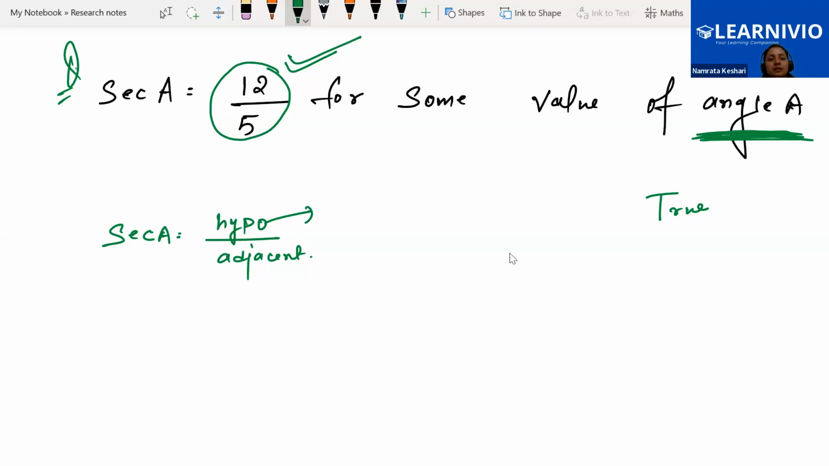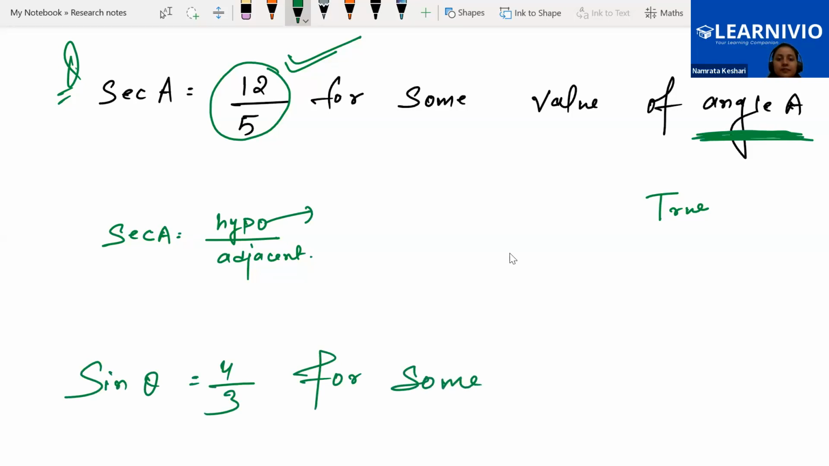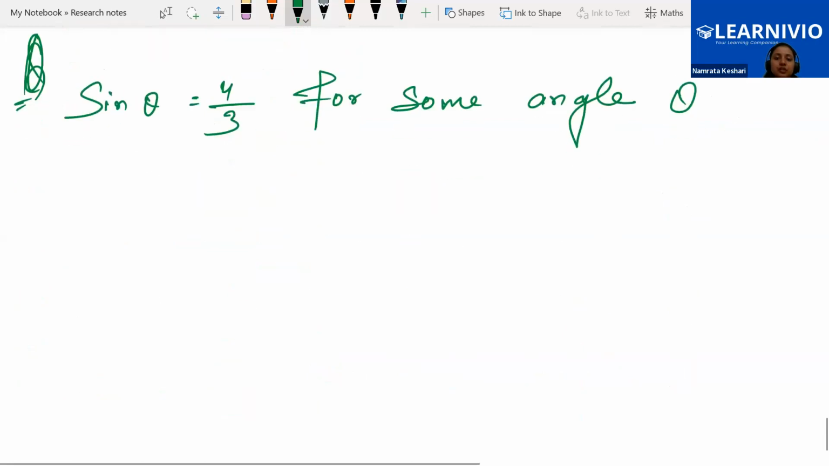Yes, ma'am. Okay. Let's do the next one. Sine theta is equal to 4 by 3 for some angle theta. Now tell me, is it true or false? Here, we just have to say true or false. It's false. Okay. It is false.